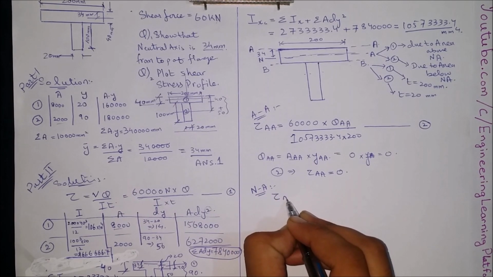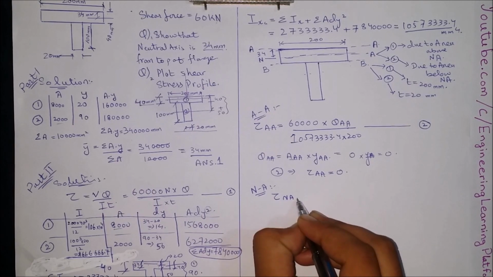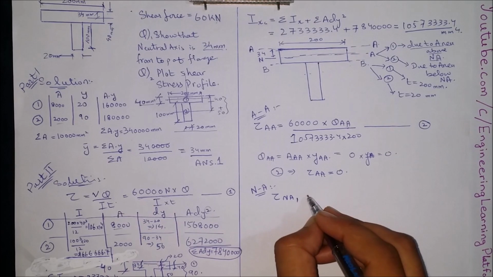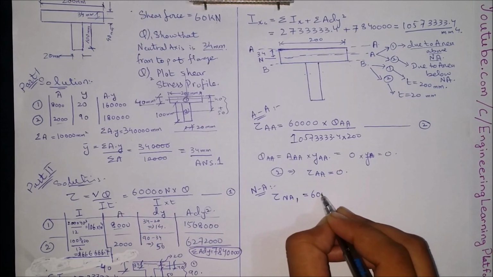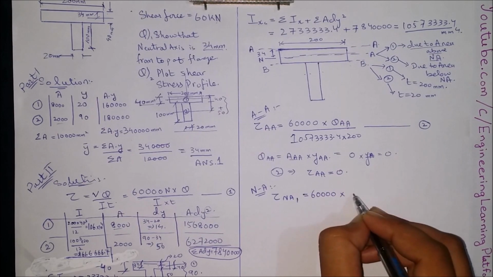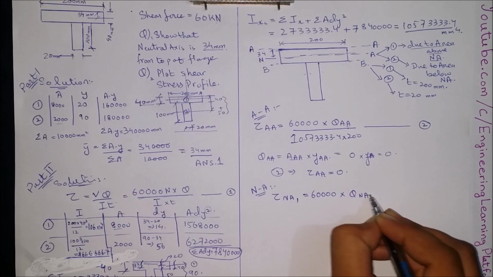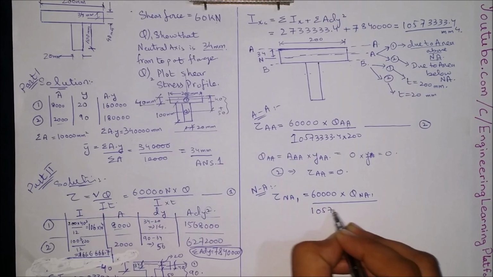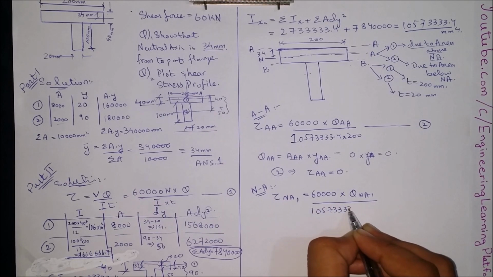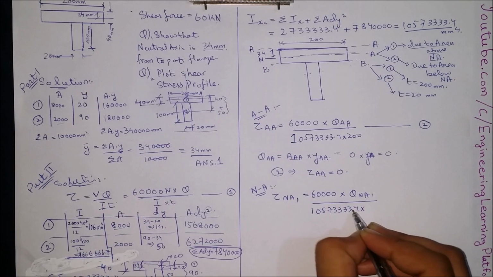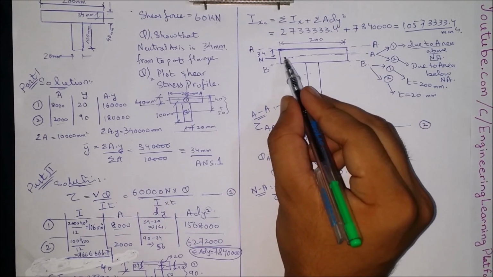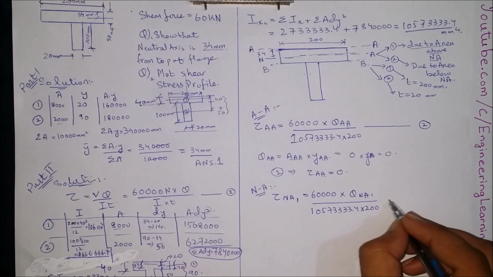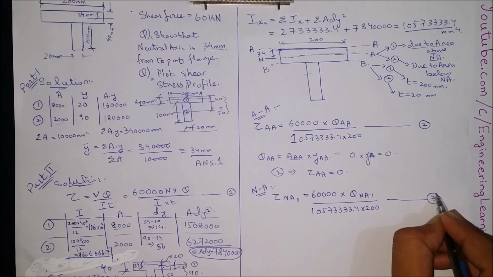So, at neutral axis 1, due to the area above the neutral axis, tau NA1 is equals to 60,000, that is the applied force, into QNA1 divided by 10573333.4, that is the moment of inertia, which is always constant for a cross section, into thickness. The thickness at fiber NA is 200. Let's call this as equation number 3.